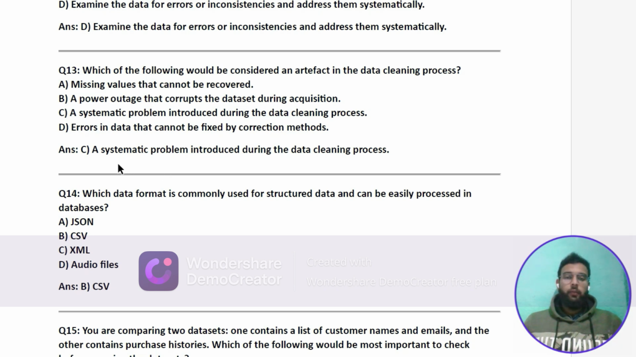So the correct answer for this is option C. A systematic problem introduced during the data cleaning processes.